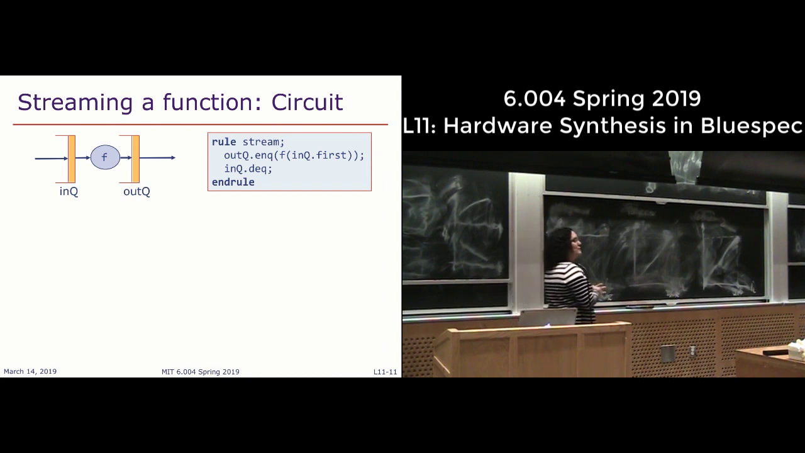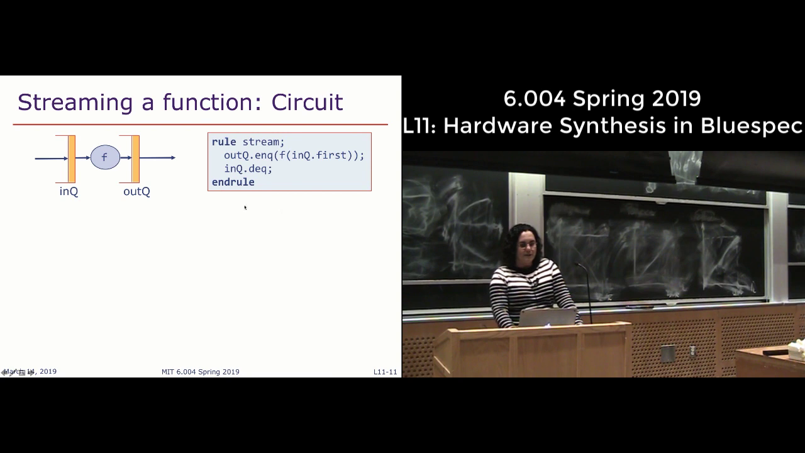Okay, so now let's move on and look at another example and see what hardware we would produce for it. And so we've seen this example as well. Basically what we're doing is we're streaming some combinational function. So what do I mean by that? It means that I have a combinational circuit F, and I've got an input queue and an output queue. Let's say these are just one element queues. And so the idea is that I'm going to take my value from my input queue, run it through my combinational logic, produce an output, and place that into my output queue.